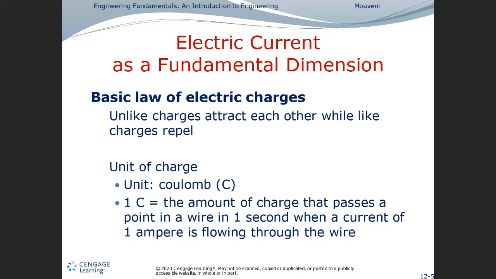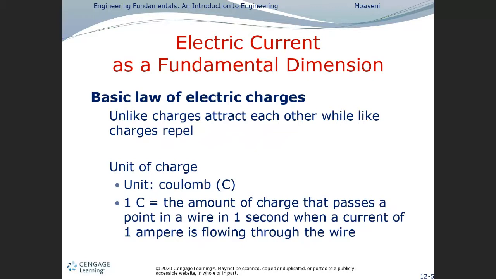So unlike charges attract each other while like charges repel. So there you go. I think I quoted that correctly. Then you have the unit of charge, which is a coulomb, and 1 coulomb is equal to the amount of charge that passes a point in the wire in 1 second when a current of 1 ampere is flowing through the wire.